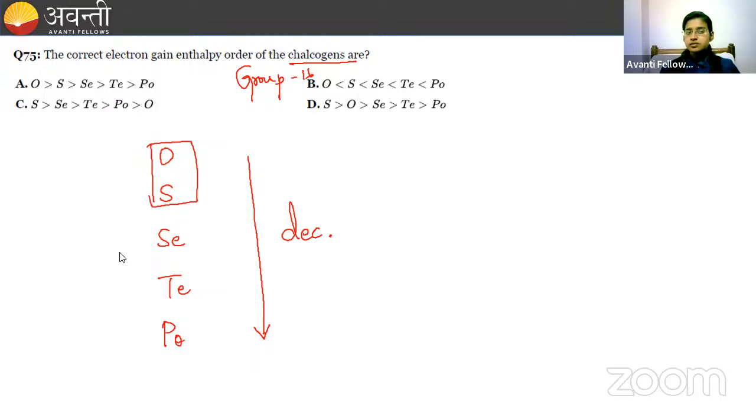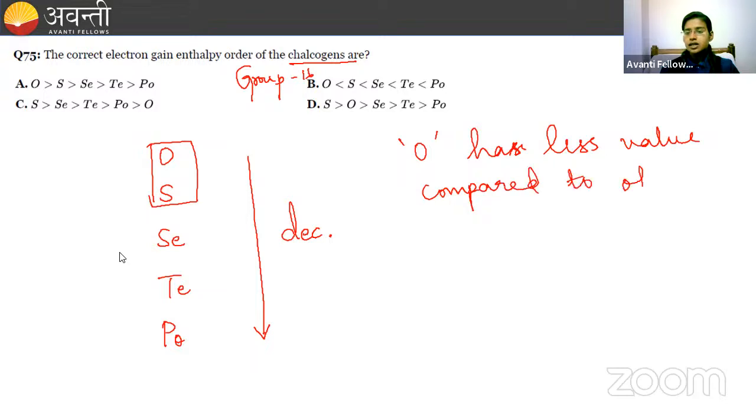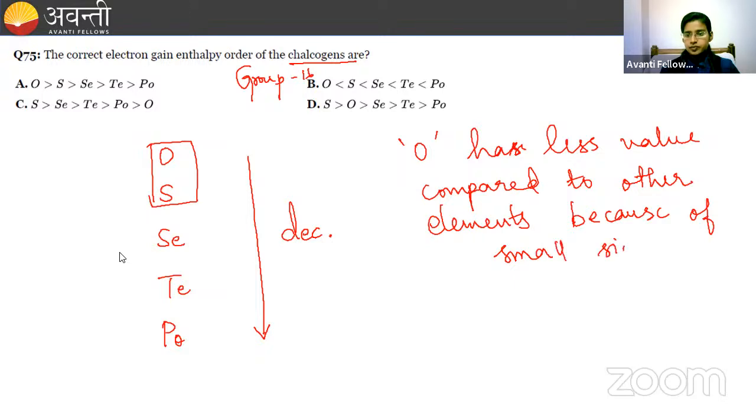Oxygen will have a lower value compared to the other elements of its group because of its small size. Because of its small size, repulsion will be more. So we cannot add an electron easily to oxygen.